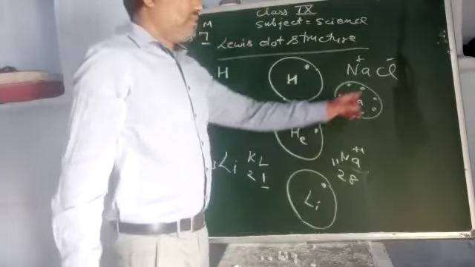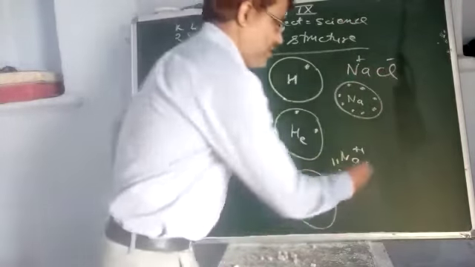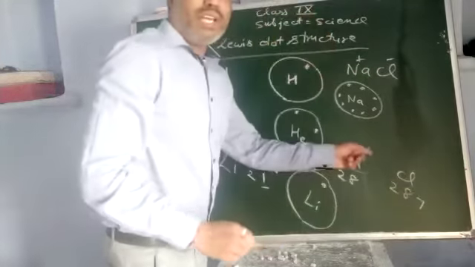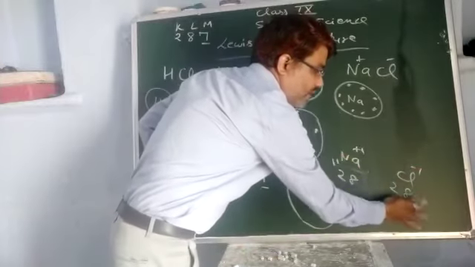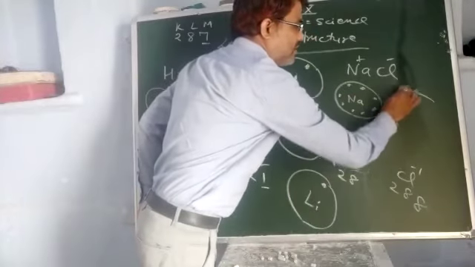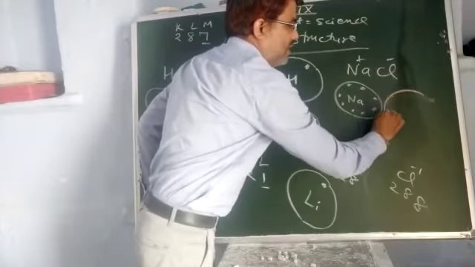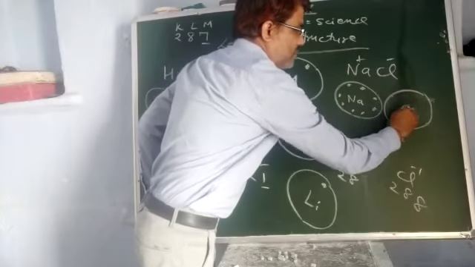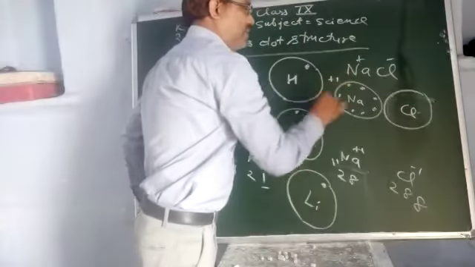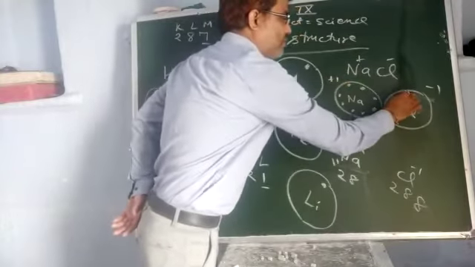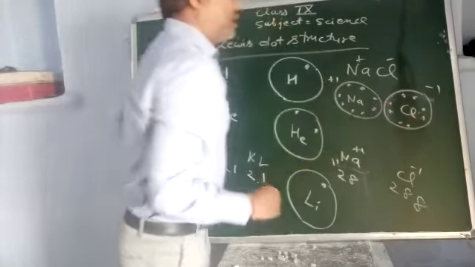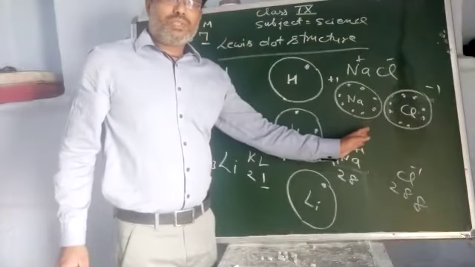Okay. And what about the Cl minus ion? For Cl the configuration was 2, 8, 7. And for Cl minus, we have to add 1 more electron, so that is 8. So how can we draw? Again, for Cl, there is no overlapping. There is only an electrostatic force of attraction. So it is Na plus and Cl minus. So 1, 2, 3, 4, 5, 6, 7, 8. Okay, so that is the Lewis dot structure of NaCl.